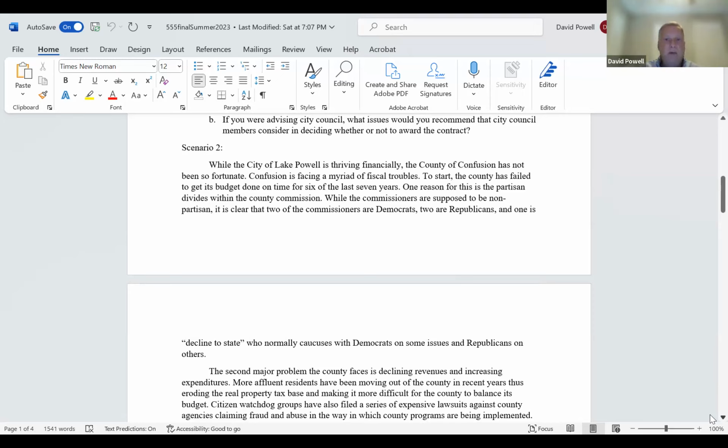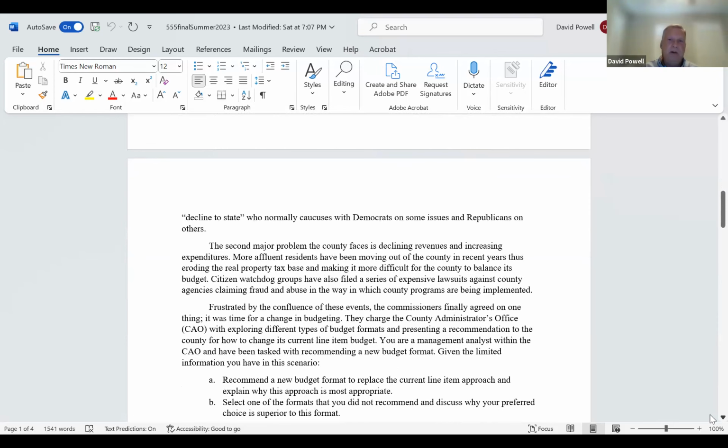To start, the county has failed to get its budget done on time for 6 of the last 7 years. One reason for this is the partisan divides within the county commission. While the commissioners are supposed to be nonpartisan, as local positions typically tend to be here in California, it is clear that 2 of the commissioners are Democrats, 2 are Republicans, and 1 is a decline to state, who normally caucuses with Democrats on some issues and Republicans on others. So you have your classic 2-party split with 1 party in the middle that kind of bounces back and forth between the 2 parties.